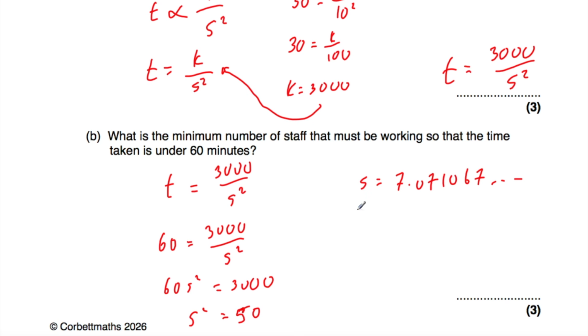Now, first of all, we can't actually have that amount of staff. And second of all, that would be 60 minutes. We want it to be under 60 minutes. So that means we need to increase this. We need to round it up. So we're going to need 8 members of staff.